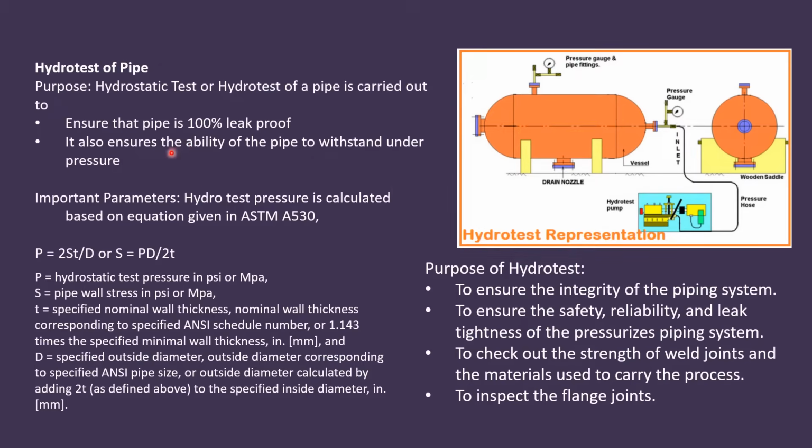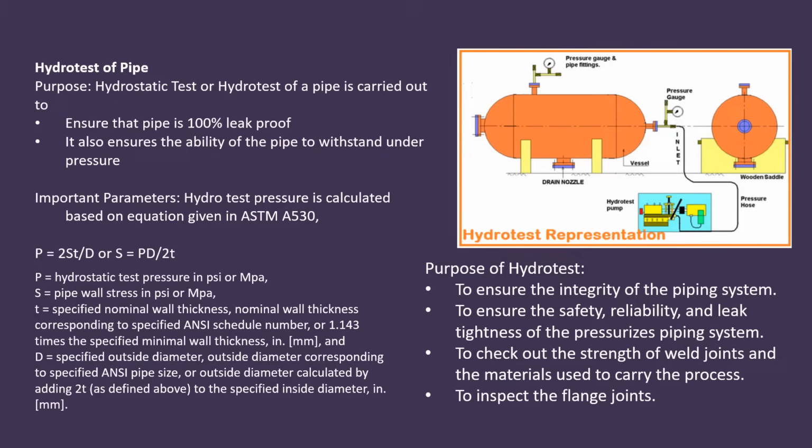Again, if you look at one of the ASTM standards, that is A530, there is one equation which is given so that we can calculate the pressure to perform the hydro test. So these are the components. P is hydrostatic test pressure in PSI or MPa. S is the pipe wall stress in PSI again. T is the specified nominal wall thickness.